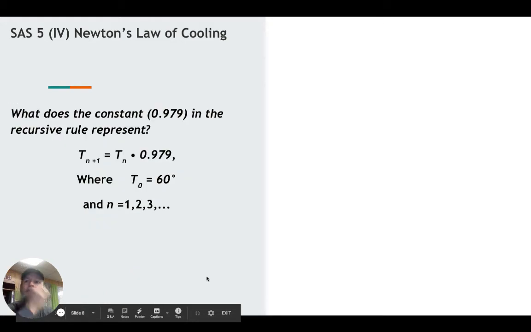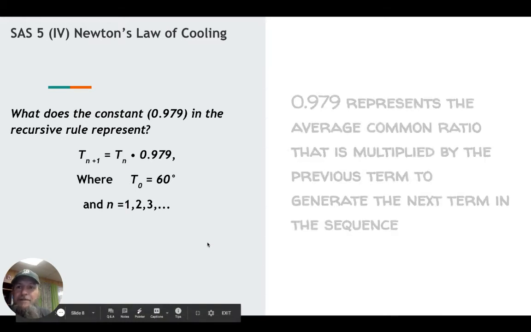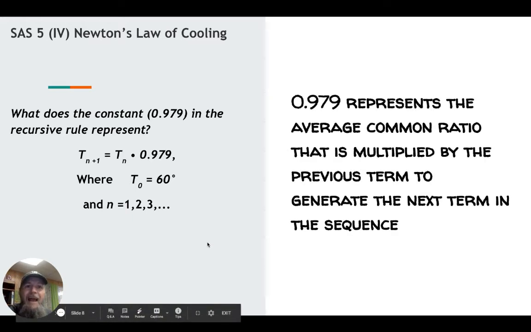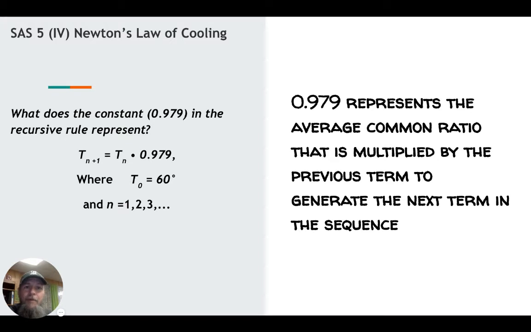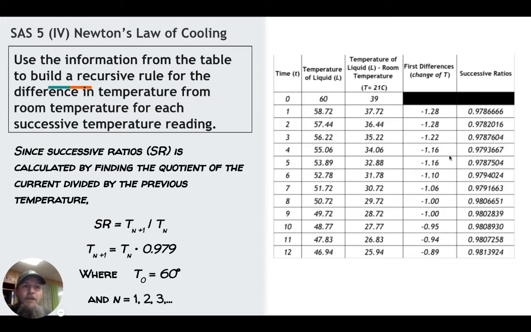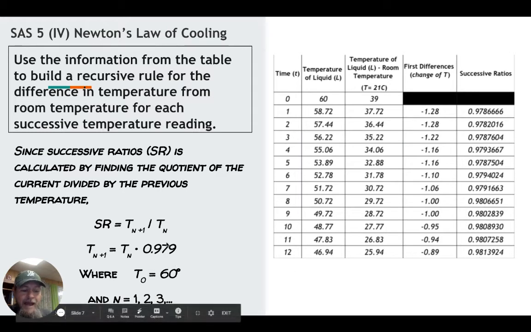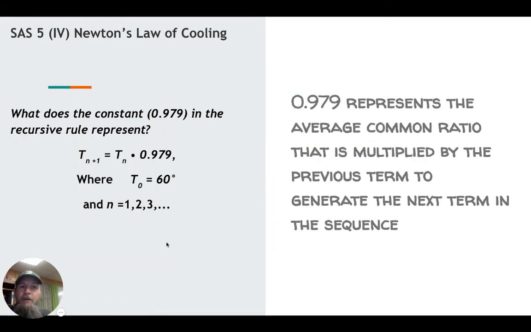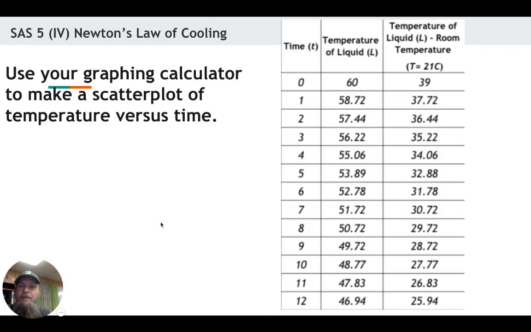All right, so what does a constant 0.979 in the recursive rule represent? Obviously, it represents the successive ratio, or the average common ratio that's multiplied by the previous term to generate the next term in the sequence. So if we go back to this term, if we were to add all of these up and then divide by 12, that's where we get this number, the average common ratio, multiplied by the previous term, generates the next term in the sequence.